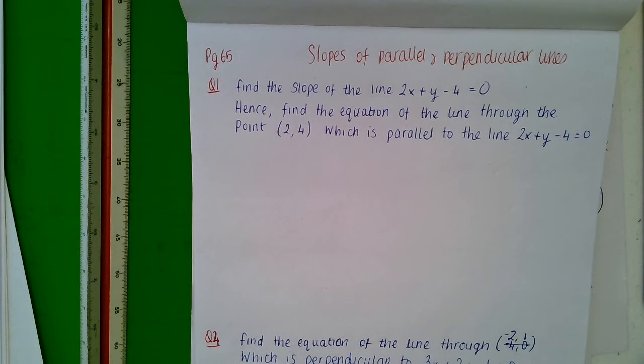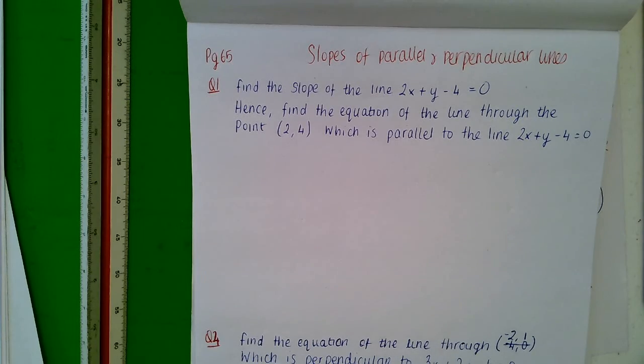Okay, so as you can see here in question 1 it says find the slope of the line 2x plus y minus 4 equals 0, and hence find the equation of the line through the point (2, 4), which is parallel to the line 2x plus y minus 4 equals 0.